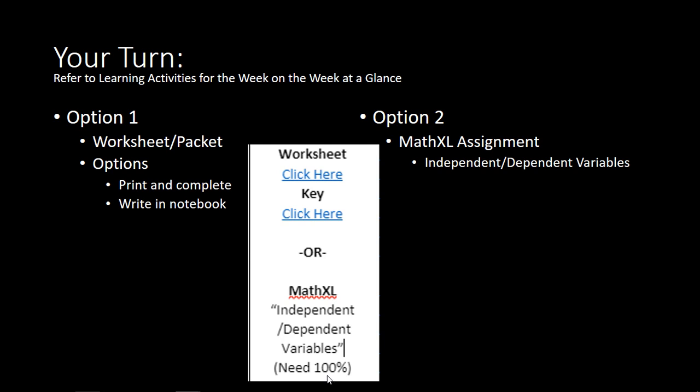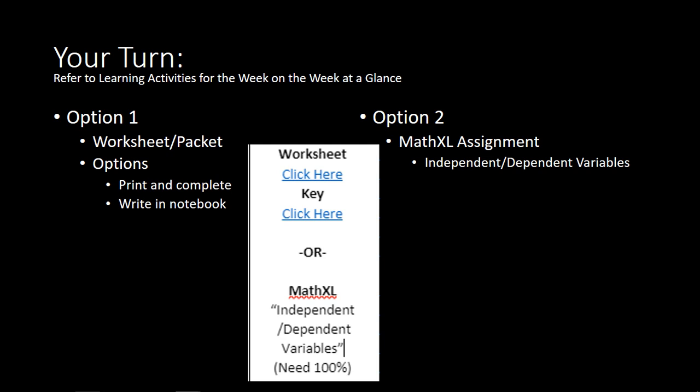Your other option is the MathXL independent or dependent variables. Ms. Burns' class, you do need 100% because you can do the problems as much as you want. Ms. Miller's class, I would recommend you do the same. And also, in there, make sure you use that question help or the show me an example if you're confused.